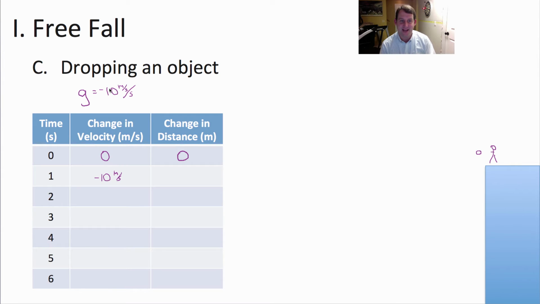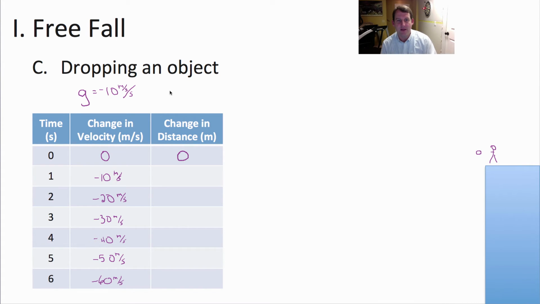Now the next second, it's going to speed up by the same amount. It does this every single second. So we're looking at negative 20 meters per second, negative 30 meters per second, negative 40 meters per second. Every second, it speeds up by 10 more meters per second in the downward direction. So far, so good. Now the change in distance is a little more complicated.